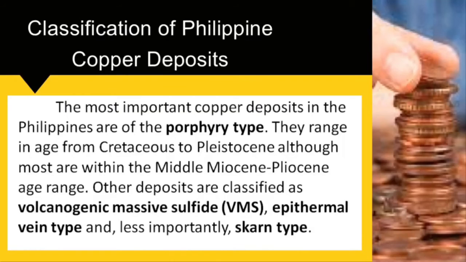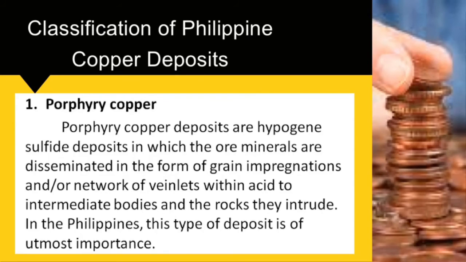Classification of Philippine copper deposits. So the most important copper deposits in the Philippines are of the porphyry type. They range in age from Cretaceous to Pleistocene, although most are within the Middle Miocene-Pliocene age range. Other deposits are classified as volcanogenic massive sulfide or VMS, epithermal vein type, and less importantly, skarn type. So there are four classifications of copper deposits in the Philippines.